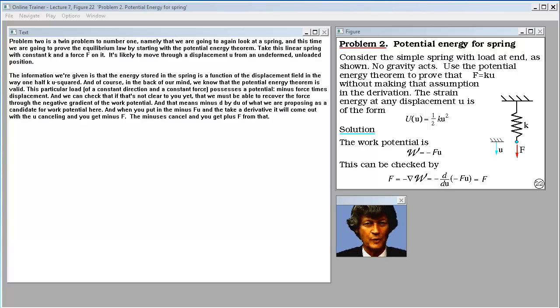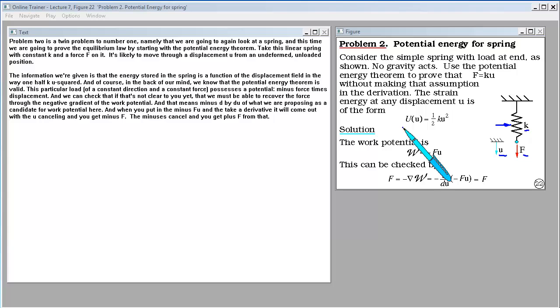Problem 2 is a twin problem to number 1. Namely, we're going to again look at a spring, and this time we're going to prove the equilibrium law by starting with the potential energy theorem. Take this linear spring with constant K and a force F on it. It's likely to move through a displacement U from an undeformed, unloaded position.